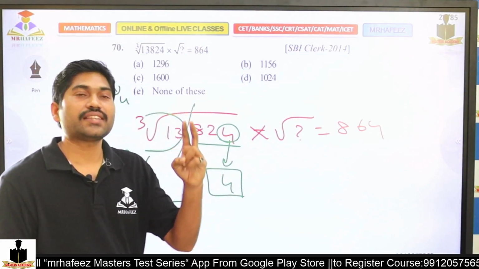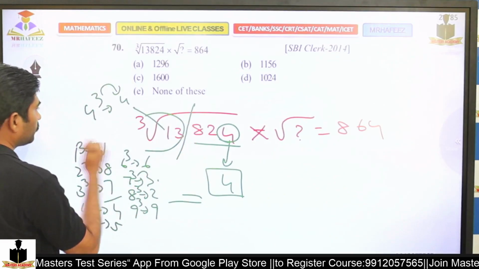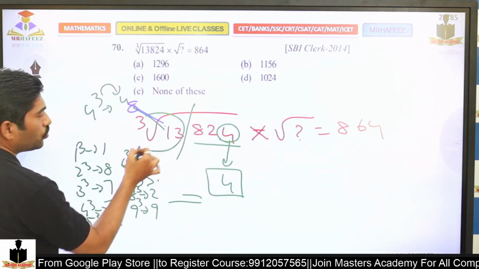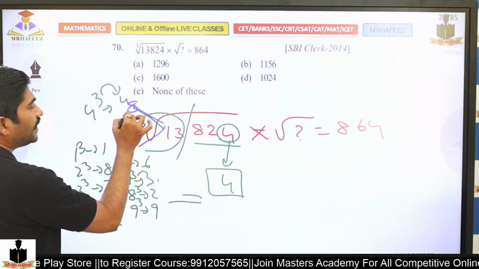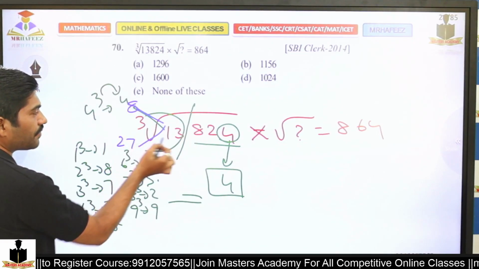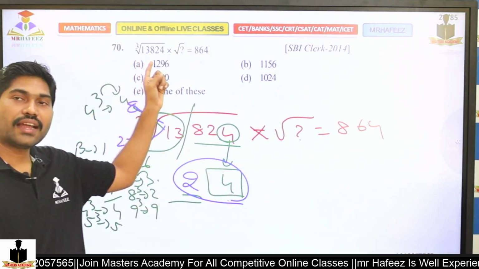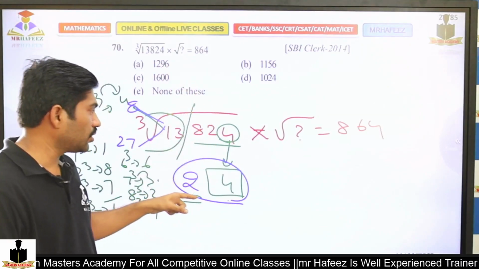And 2 cube is 8 and 3 cube is 27. So it is in the middle of 8 and 27. So it should be 24. So the cube root of 13824 is 24.